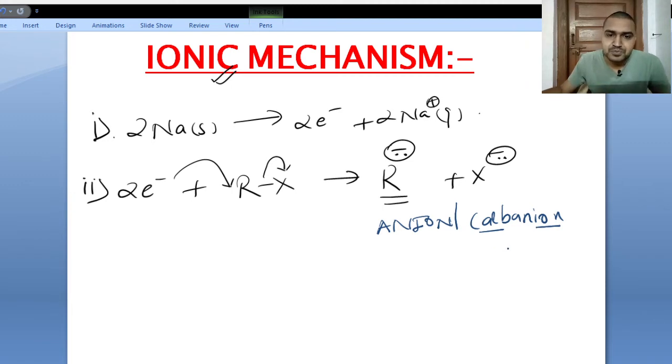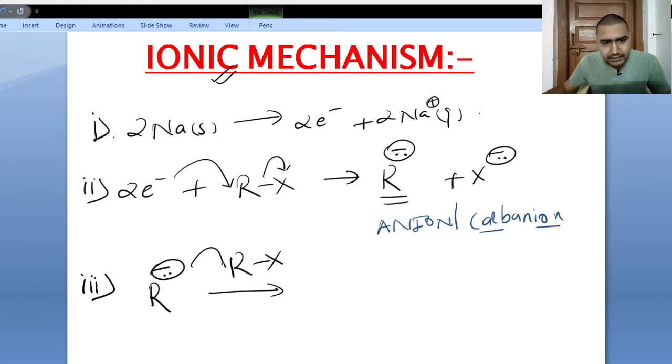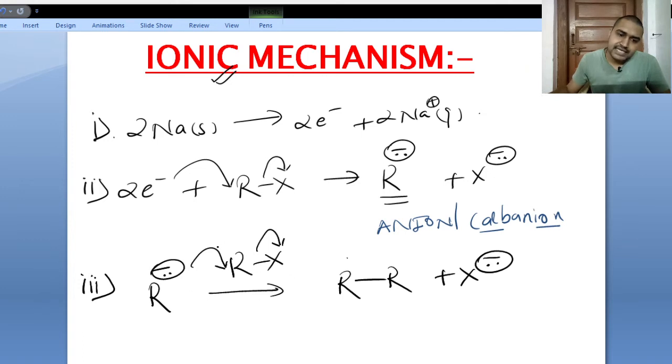Now in the third and final step, this R minus attacks the antibond of RX and eliminates X minus, and forms RR plus X minus. So this reaction mechanism is happening via the SN2 mechanism.